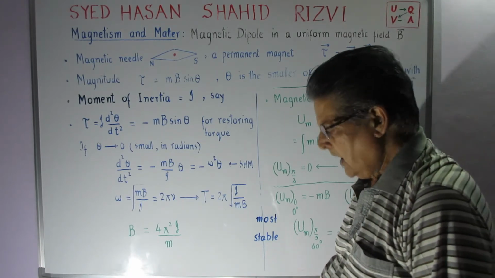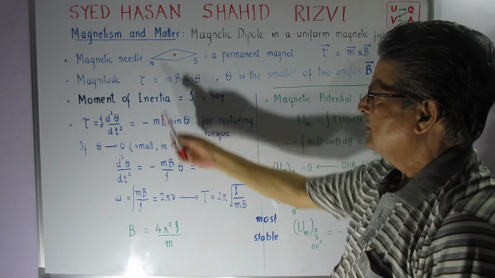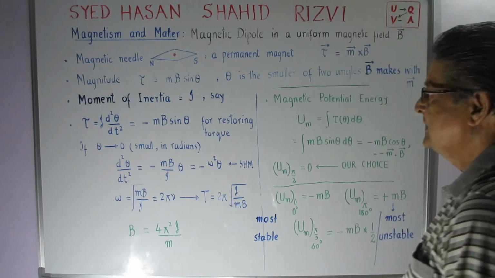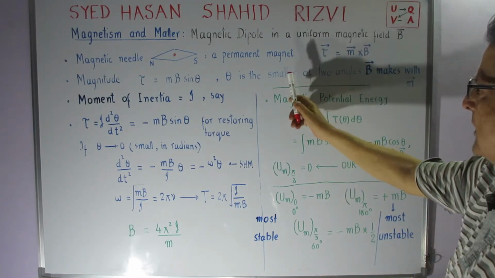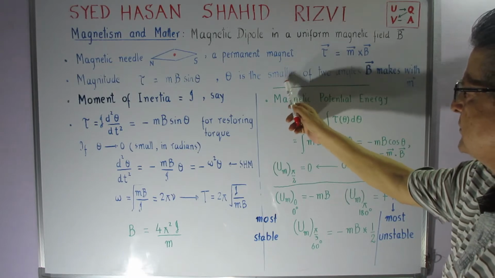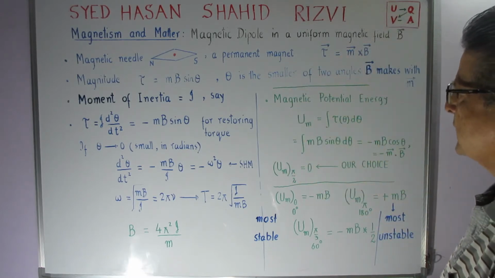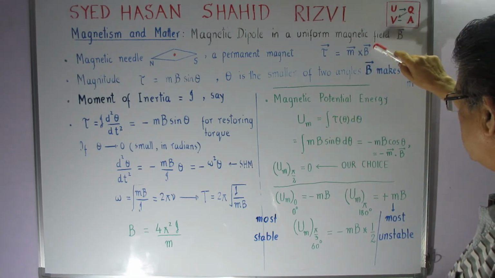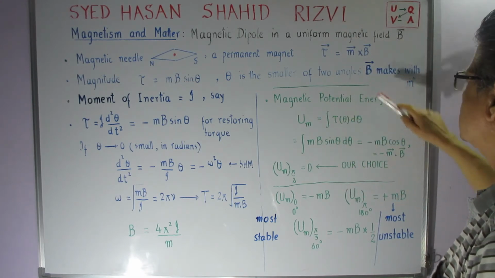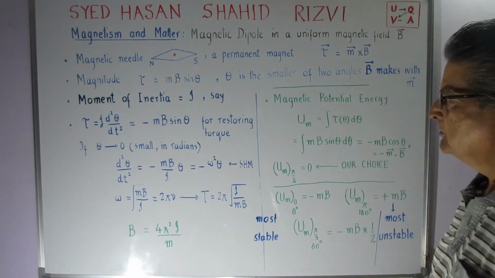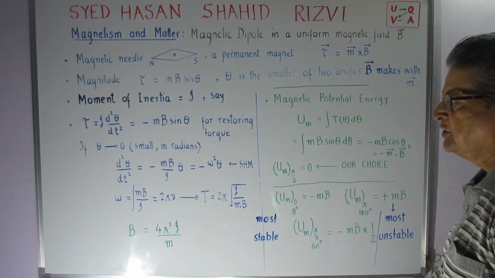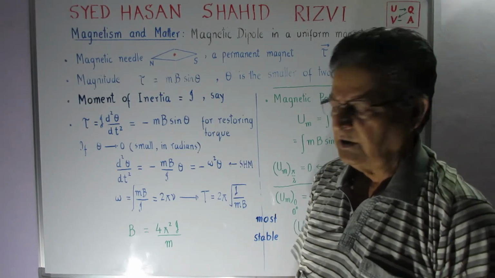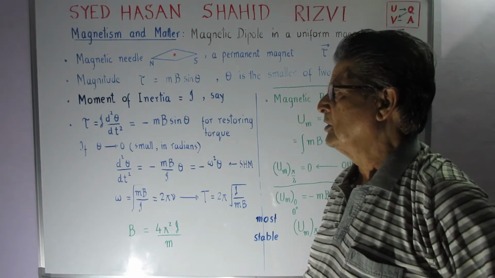Now from here the magnitude turns out to be equal to mB sine theta, where theta is the smaller angle. I emphasize, this is the cross product of two vectors. Theta is the smaller of the two angles that the second vector B makes with the first vector m. This is from the basic definition of a cross product, where a cross b is equal to vector c, and this vector c is perpendicular to both a and b.